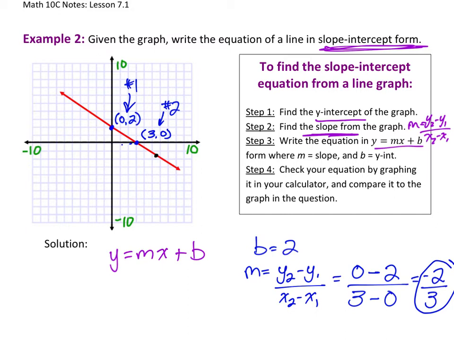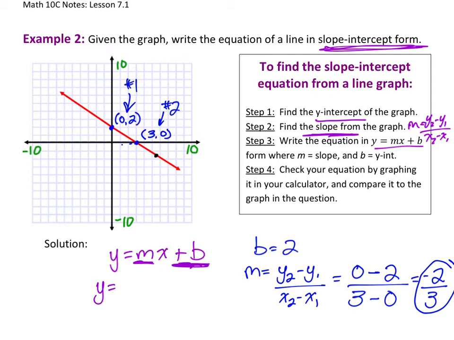So if we go back over to y equals mx plus b, in our equation, we always have y equals, and we have an x, because those are our variables. m and b are letters, but they get numbers subbed in for them. So we call those letters parameters in an equation.